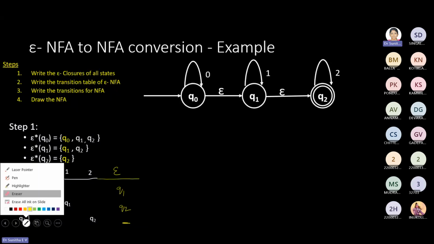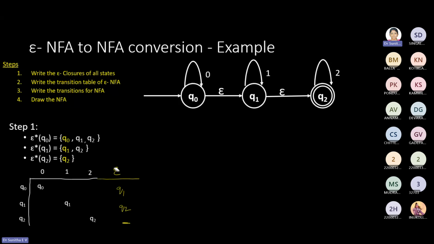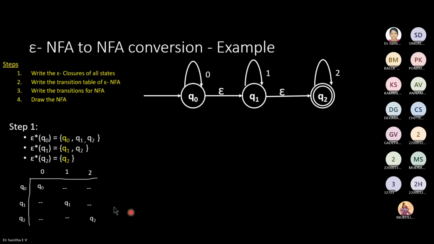We have some space constraints as well, so I am removing it. So these are the possible transitions we have. For all the others there are no more transitions, so that will be the null set or phi, and we put it as a dash. So Q0 on 1, there is no transition, or on 2, no transition. Like that, we have drawn the transition table of the epsilon NFA.